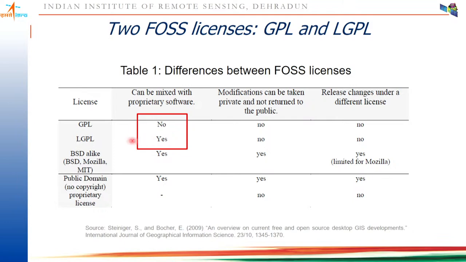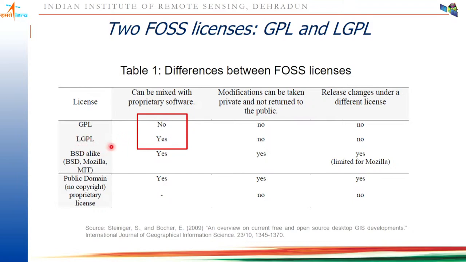But since it is released under LGPL and it supports all known raster and vector file formats, it is used today by all softwares, may it be closed softwares or open softwares. So for example, even very popular softwares like Google Earth and ArcGIS and QGIS, any software, whether it be paid or free, they are all using this library called GDAL, which is released under the LGPL license.